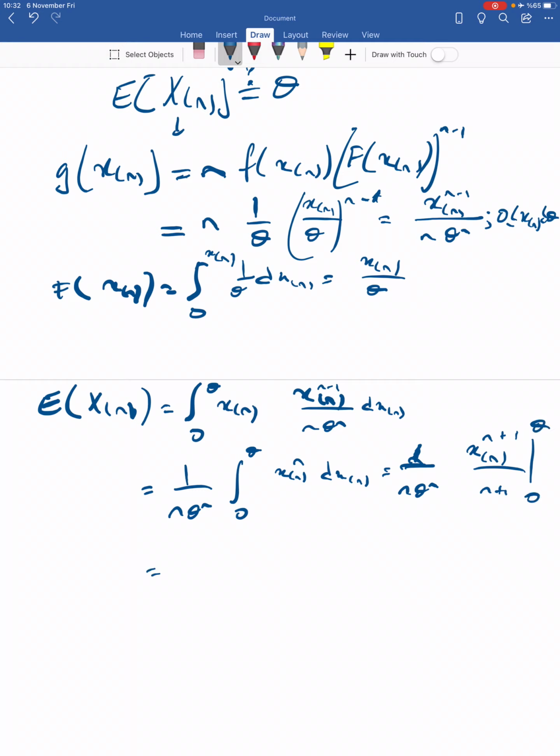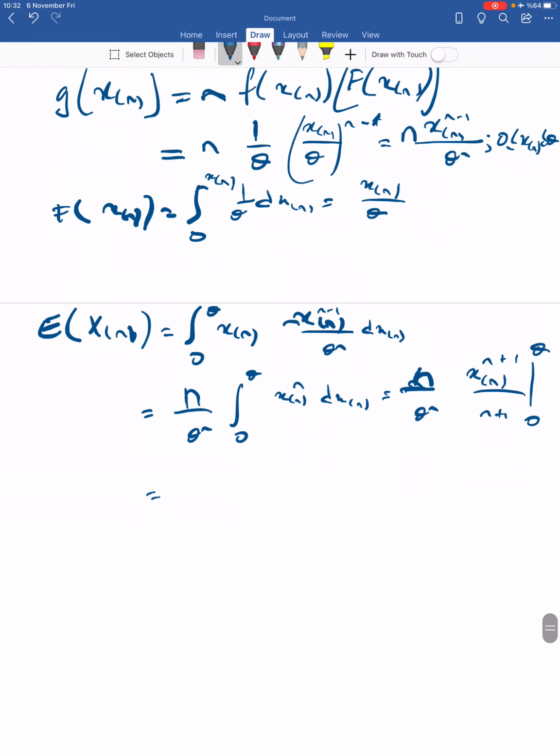So what did we get? Oops. Okay, so this n should be in multiplication form. Why did I write it in the denominator? I don't know. So get rid of this n and write it in the proper way. It should be here, and here, and here. Then what did I get? n over n plus 1 times theta. So it's not equal to theta.